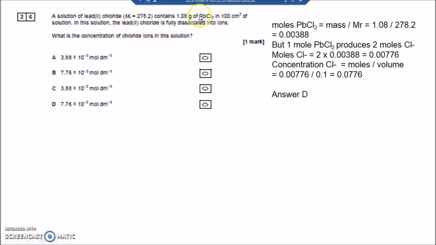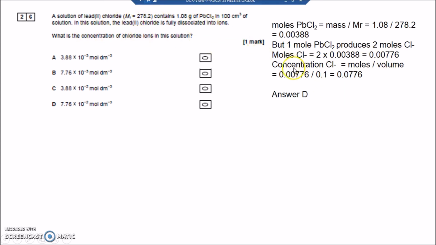Well, for every 1 mole of this PbCl2, when it dissolves in water, it will release 2 Cl minus ions. So the number of moles of PbCl2 is 0.00388. But when it dissolves in water, 1 mole makes Pb ions and 2 Cl minus ions. Then it makes 2 moles of Cl minus ions from 1 mole of PbCl2. So I need to multiply it by 2, 0.00776, to work out the number of moles of Cl minus ions.